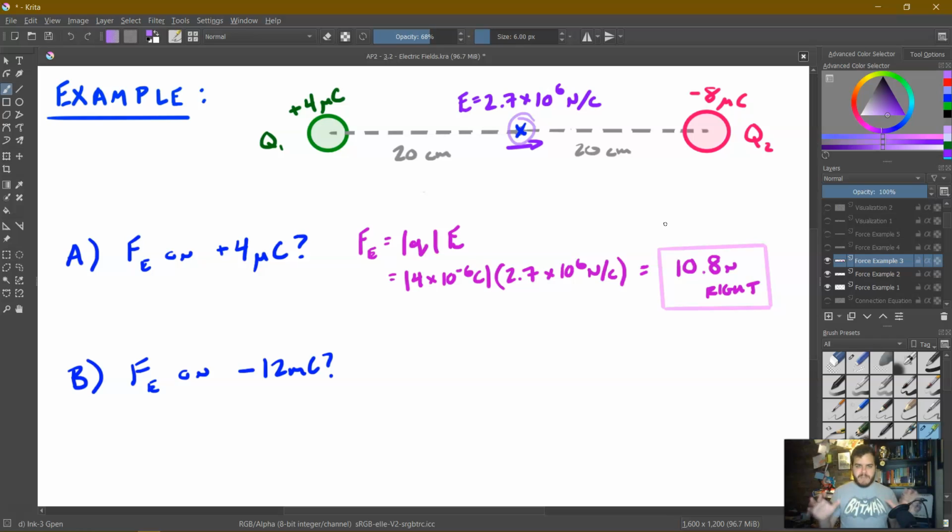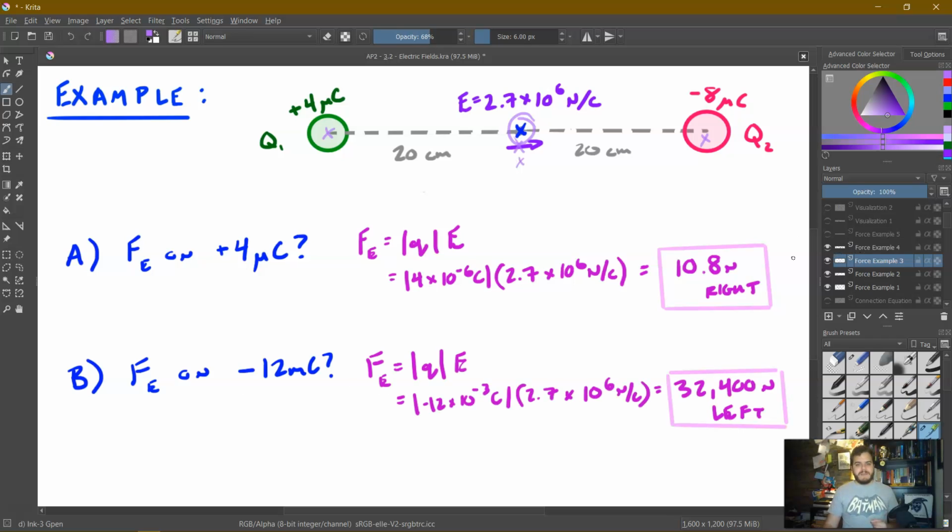Now just to make sure we understand why this is so nice, I was able to do that nice and quickly. Compare that to if I hadn't known the electric field here, I would have had to find the force between the plus 4 and this new plus 4, as well as between the minus 8 and this plus 4, and then I would have had to combine those vectors together. I skipped all of those steps by already knowing the electric field.